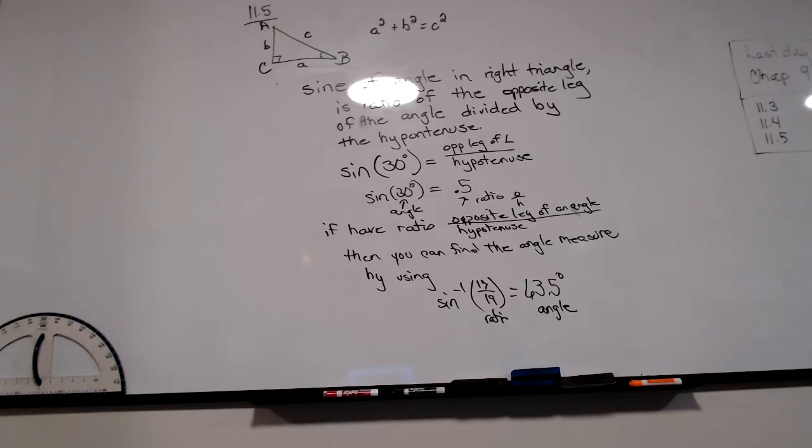Over hypotenuse, that's correct. Then sine of 30 degrees is equal to 0.5. That's a ratio.